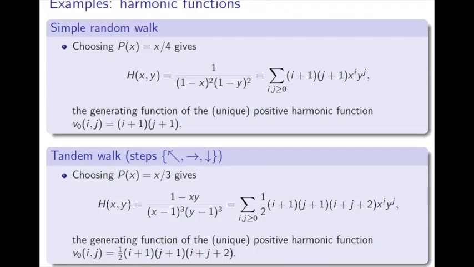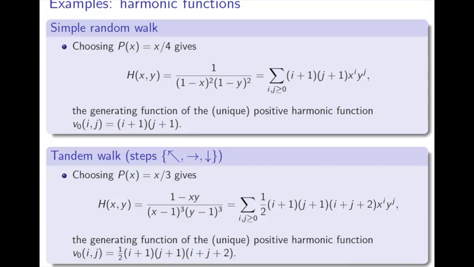Let us give two examples. For the simple random walk, choosing P of degree 1 gives that H(x,y) is equal to 1 over (1 minus x) squared times (1 minus y) squared, which is the generating function of the unique positive harmonic function v0(i,j) equal to (i+1) times (j+1).